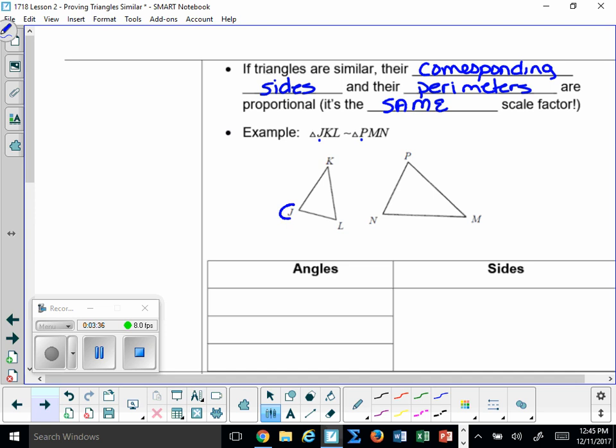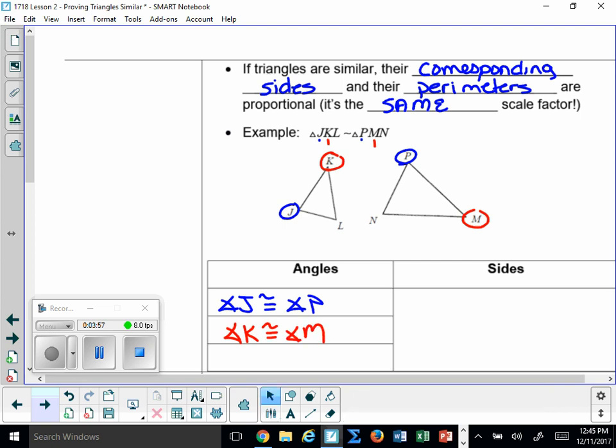So J and P are congruent. Angle J is congruent to angle P. K and M are congruent. And L and N are congruent. The sides, however, are proportional.